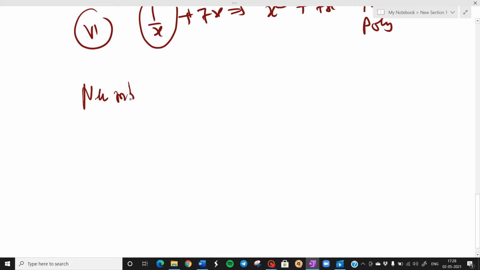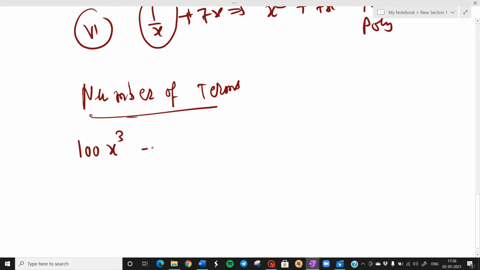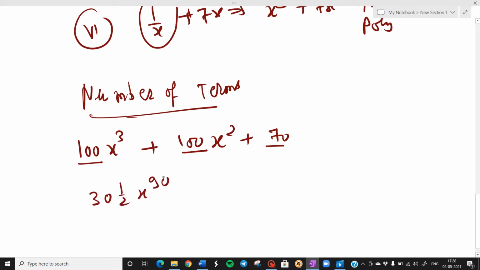Now we come to the number of terms of a polynomial. Students, the terms are separated by plus and minus. I am writing here 100x power 3 plus 100x power 2 plus 70. So there are three terms: one term, two terms, and three terms. Next, I'm writing here 30x power 90. This is only one term. Terms are separated by plus and minus only.